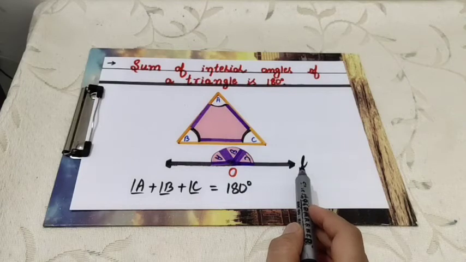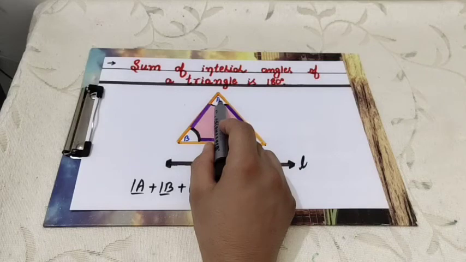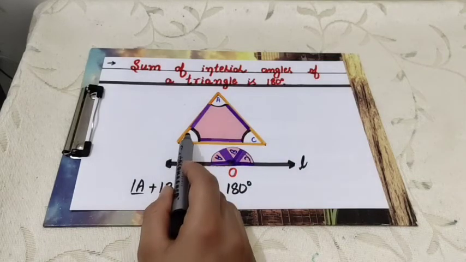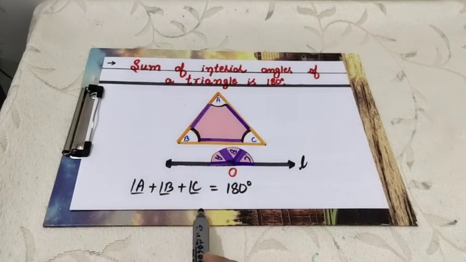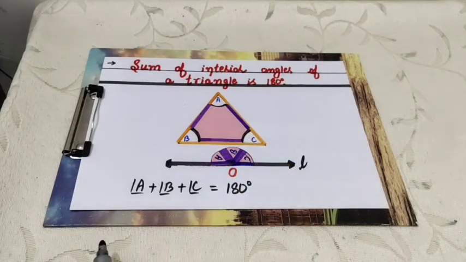Also we know that angle A is one of the angles of triangle ABC, angle B is another interior angle of triangle ABC and angle C is the third interior angle of triangle ABC. So from here we can conclude that the sum of interior angles of a triangle is 180 degrees. That's it. And students, we will use this concept when and where it is required.